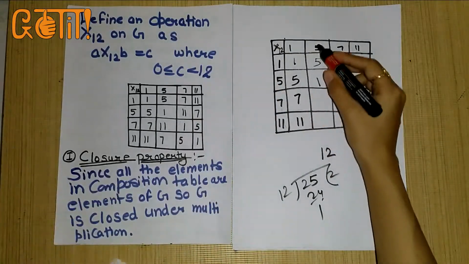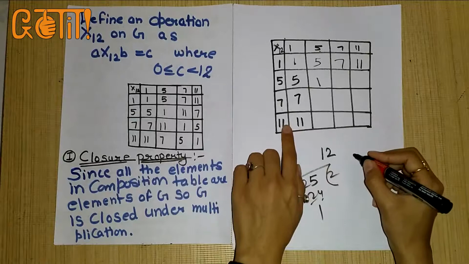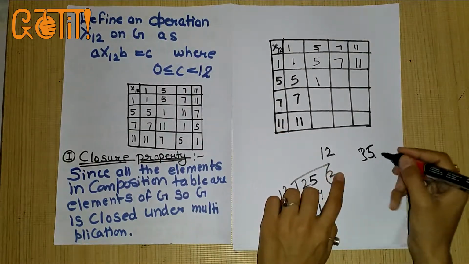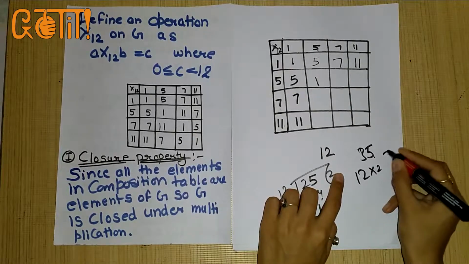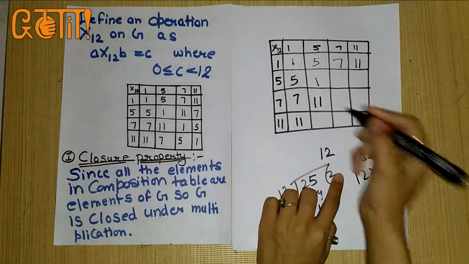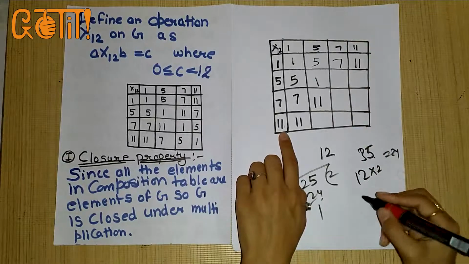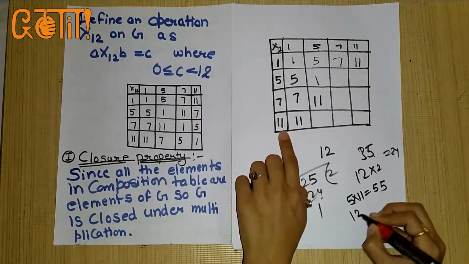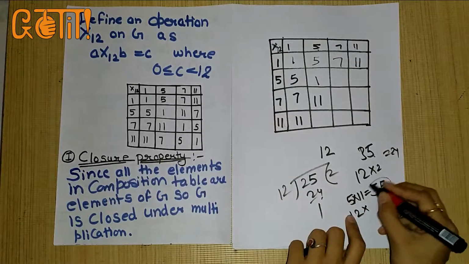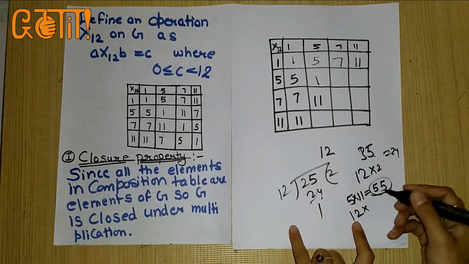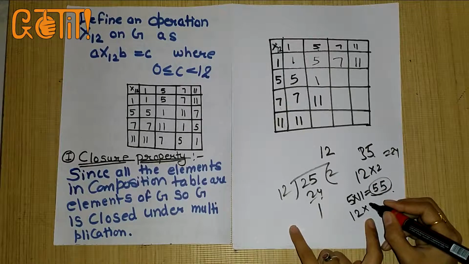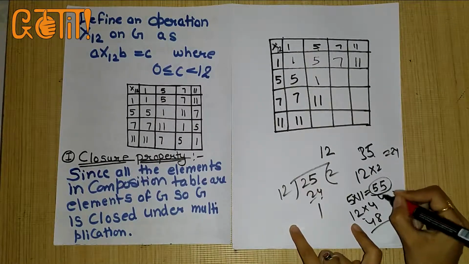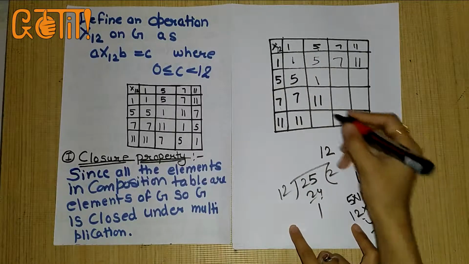Now 5 times 7 is 35, and under 12, what do we have? 12 twos are 24, and we got 11 here. Now 5 multiplied with 11 is equal to 55, and we need a multiple of 12 smaller than 55. 12 twos are 24, 12 threes are 36, 12 fours are 48, and whenever I subtract it, I got 7 here.